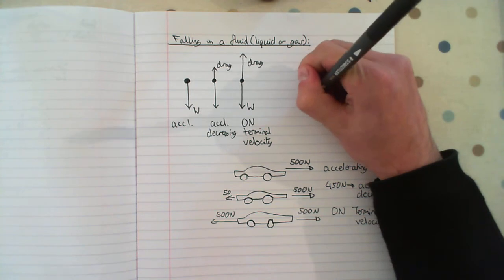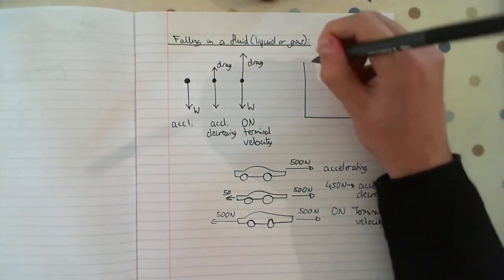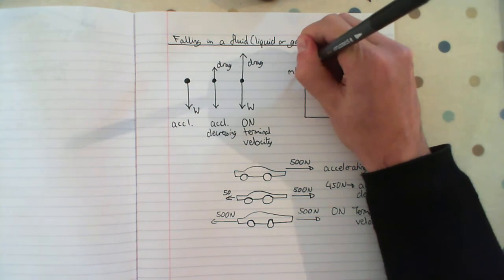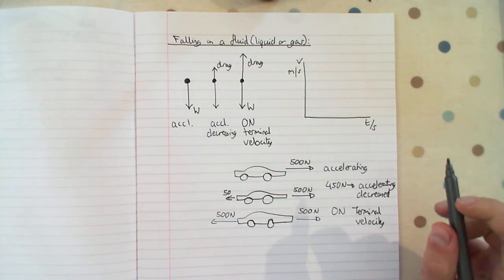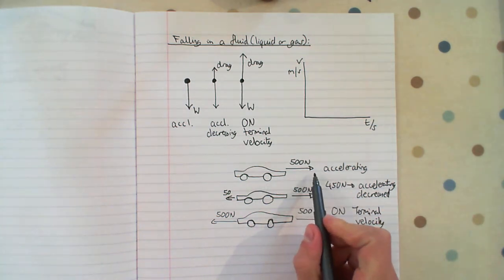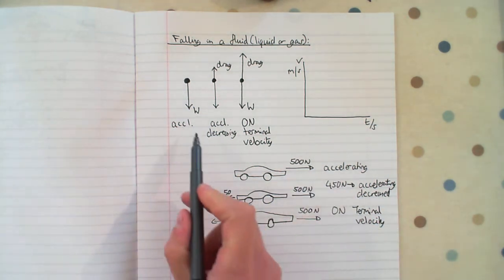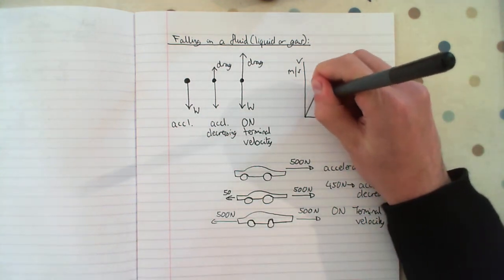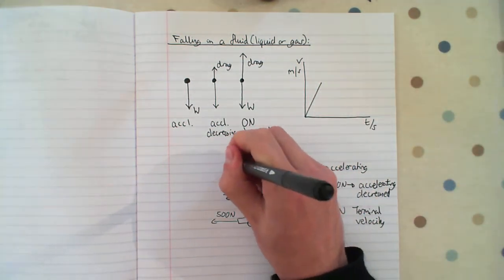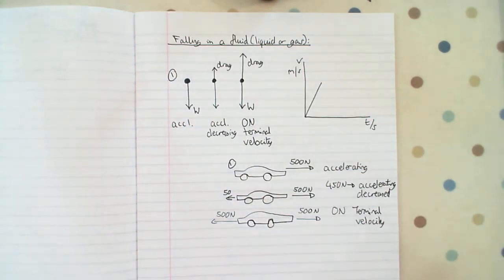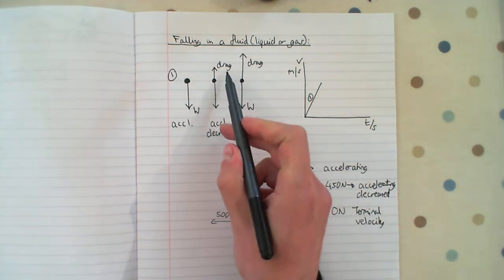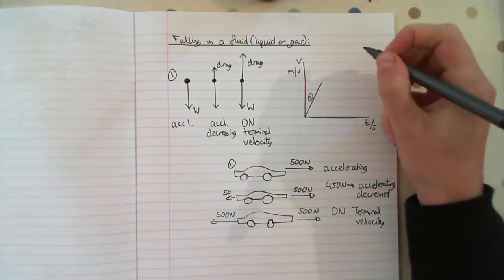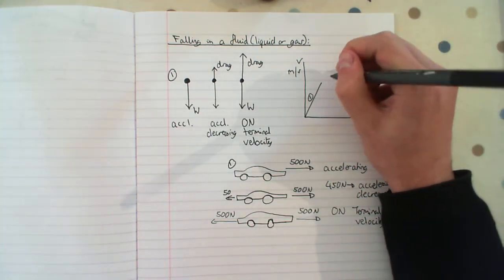So if I draw the velocity time graph here, velocity in meters per second on the y-axis, time in seconds on the x-axis. So what's happening at the first point in both situations? We've got the maximum acceleration, so we've got the steepest acceleration. So let's label these up as point 1. At that point we get some drag, whether it's drag from air resistance or drag from fluid resistance, it doesn't matter. So what this does, it makes the acceleration decrease.